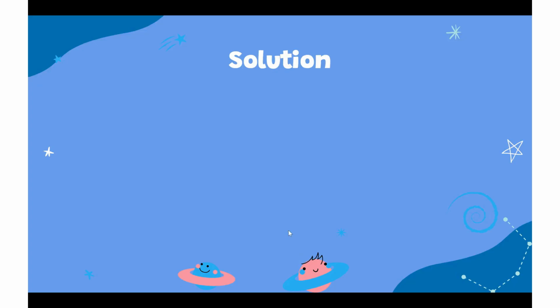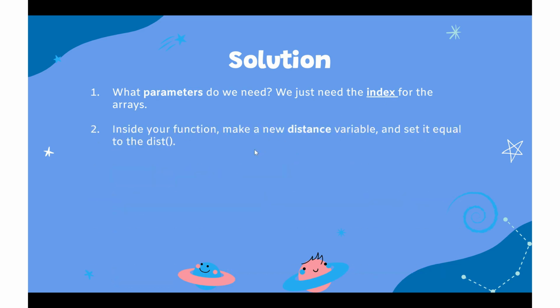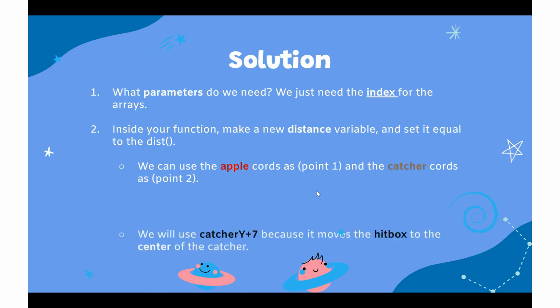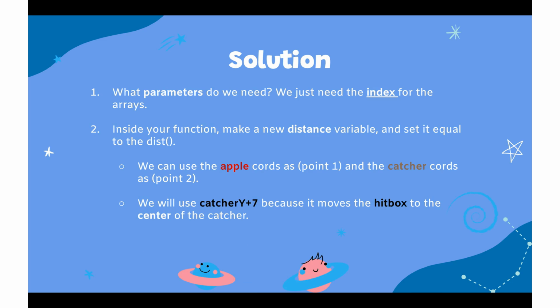All right, the solution. For our function, we're going to need a parameter, and we're just going to have the index for the arrays. We can make a new distance variable and set it equal to the value of the dist function that we just discussed. We can use the apple coordinate as 0.1 and the catcher coordinates as 0.2. And we can use catcher y plus 7 because it moves the hitbox to the center of the catcher. And this makes the game function better.